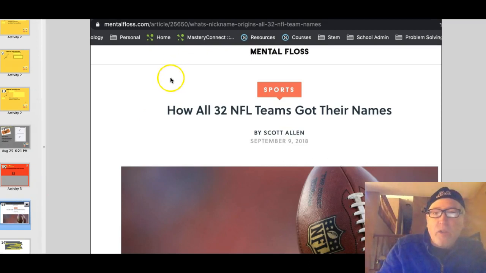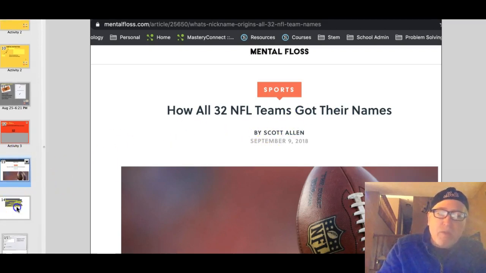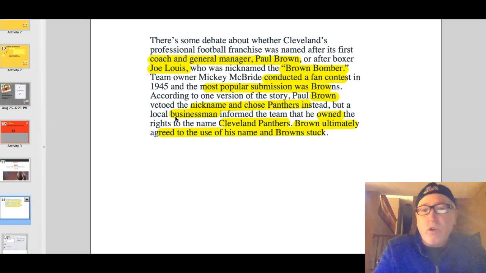If you want to know a little bit more about their names, you can Google Mental Floss and then put how NFL teams got their names, and you'll get to this website. It's kind of a fun one. I thought this was interesting. They give a little story on how teams got their names. I did not know how the Browns got their name. I thought it had something to do with their coach, but I wasn't sure.